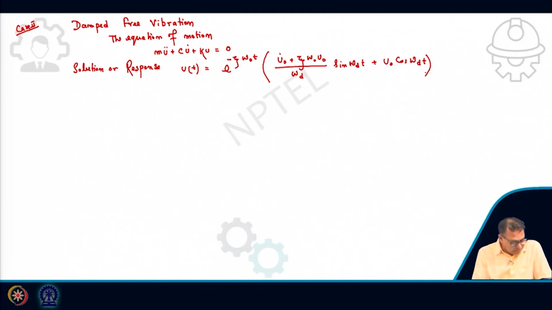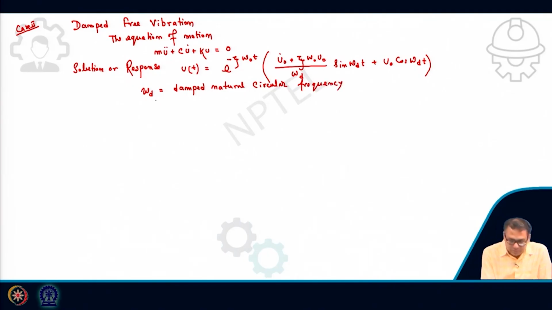Okay. Now here omega d is the damped natural circular frequency. Initially it was omega 0, the undamped natural circular frequency. Here it is the damped natural circular frequency. How will I get this value? That is equal to omega 0 root over 1 minus damping ratio square. So you know that this is your damping ratio.